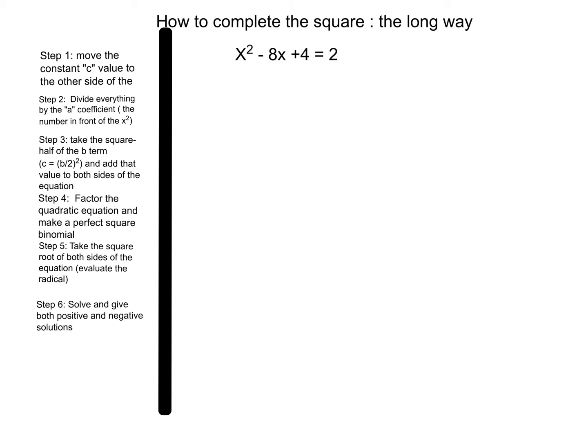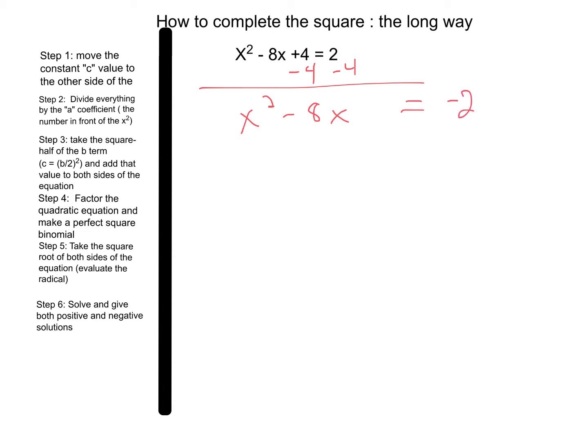Alright, so here we go, folks. Let's take a look at this one. Now the first thing we need to do is move the constant, or the c value, to the other side. So 4 is my c, so I'm going to subtract 4 from the other side. So I get x squared minus 8x is equal to negative 2.